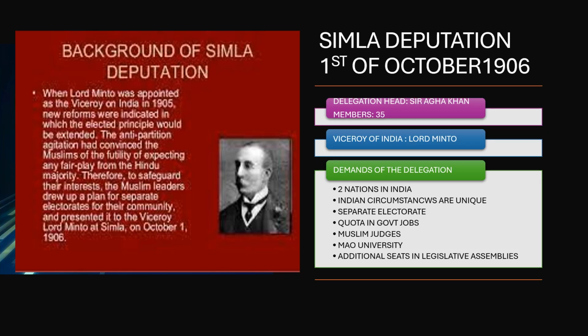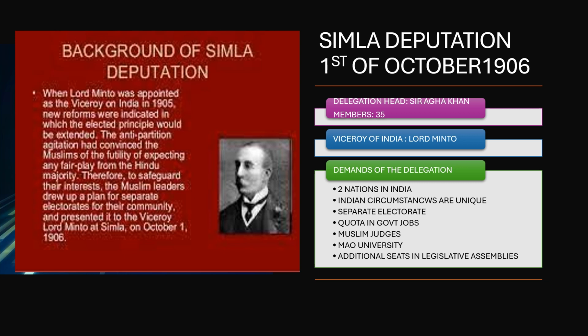Next are the events leading toward the Simla deputation. The Simla deputation delegation was headed by Sir Aga Khan. The members were 35 and the viceroy at that time was Lord Minto. The demand put forward by the delegation was that the subcontinent India has two nations: one is the Hindus and the other is the Muslims.